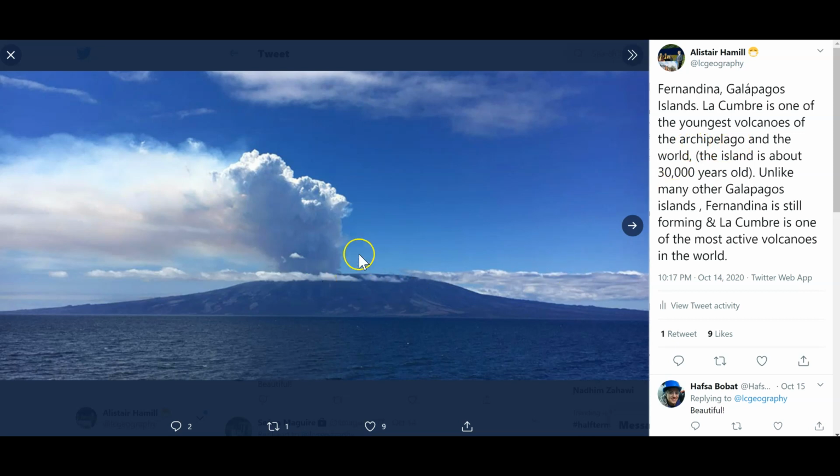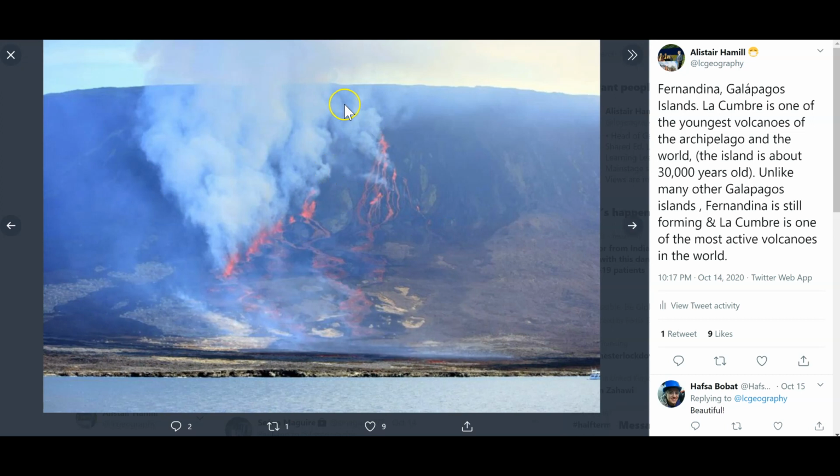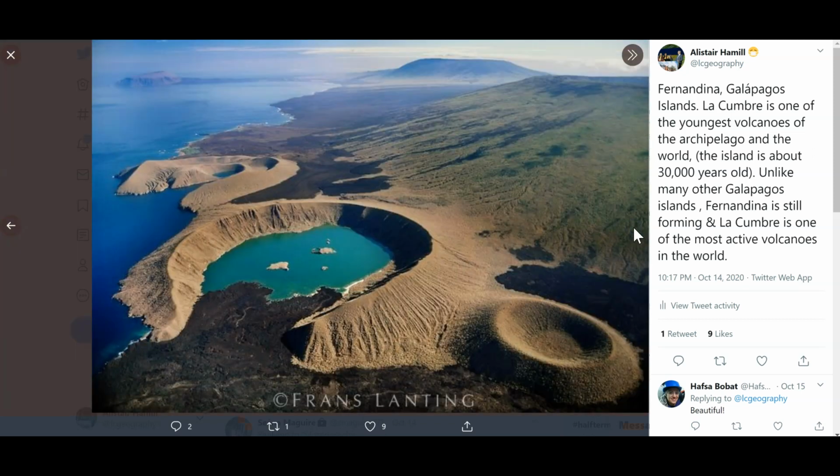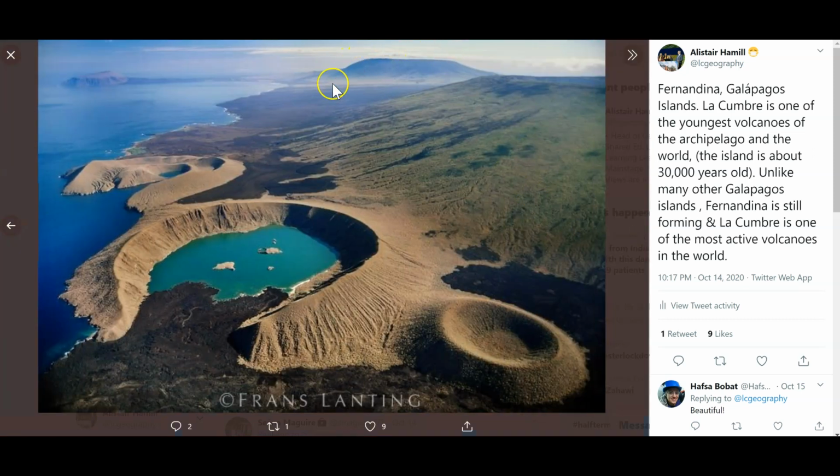But this is the volcano here on the island of Fernandina. It's still forming, and this volcano is one of the most active volcanoes in the world. If we zoom in closer, here you can see the less viscous lava that's coming down here. It's a relatively gentle eruption, as you can see, and the lava is traveling quite far down these gentle slopes. There's that volcano in the background, and you can see the relatively gentle slopes there.